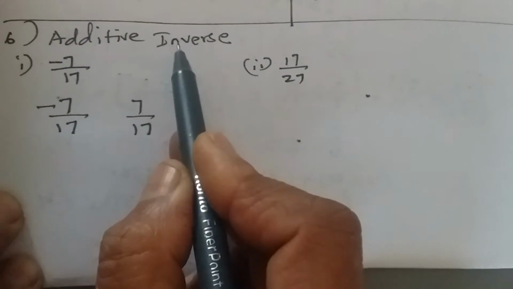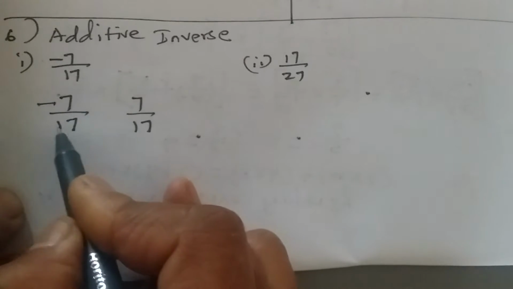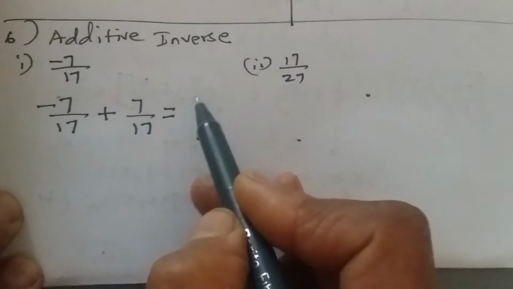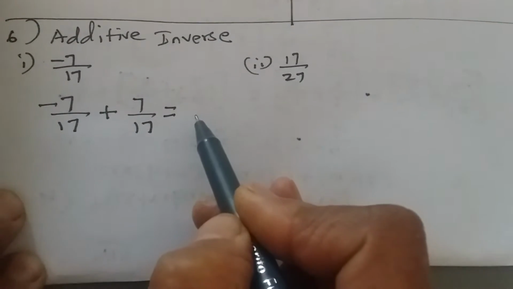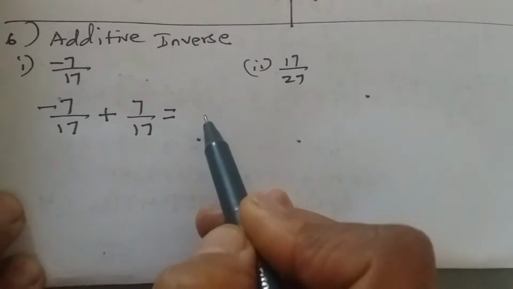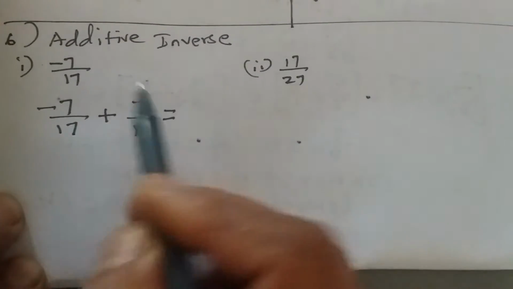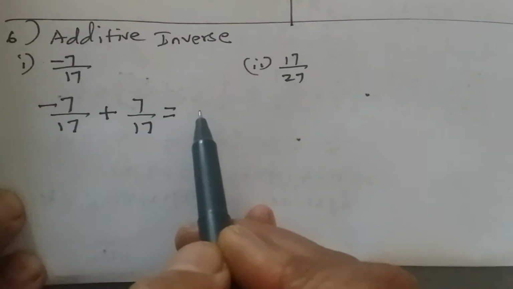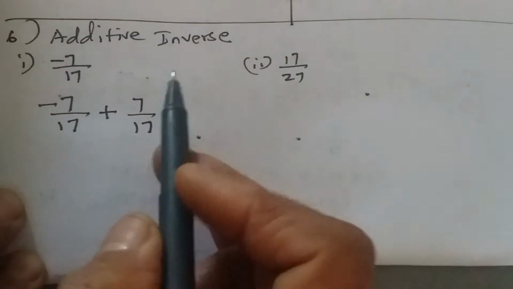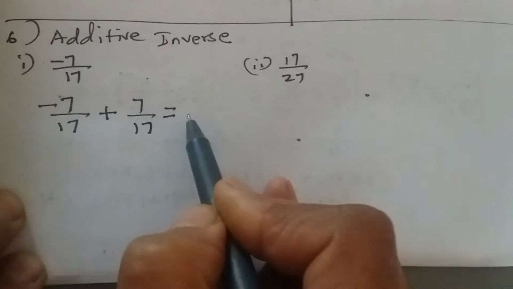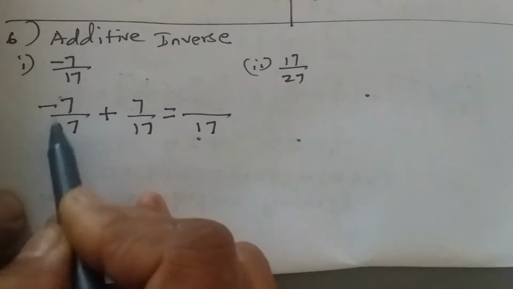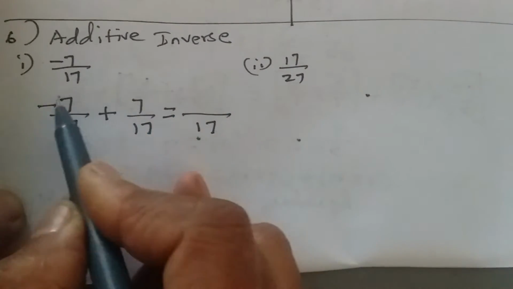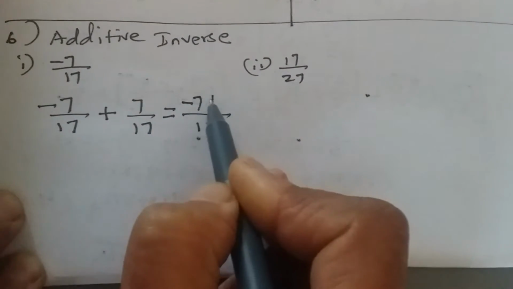And how to check the inverse property? When you add a rational number to its additive inverse, your answer should be 0, which is the identity element of addition. That is what we checked in question number 5. If the answer is 0, then the property is true. Now let us add. Both denominators are 17 and the same, so no need to find the LCM. Add only the numerators: minus 7 plus 7.